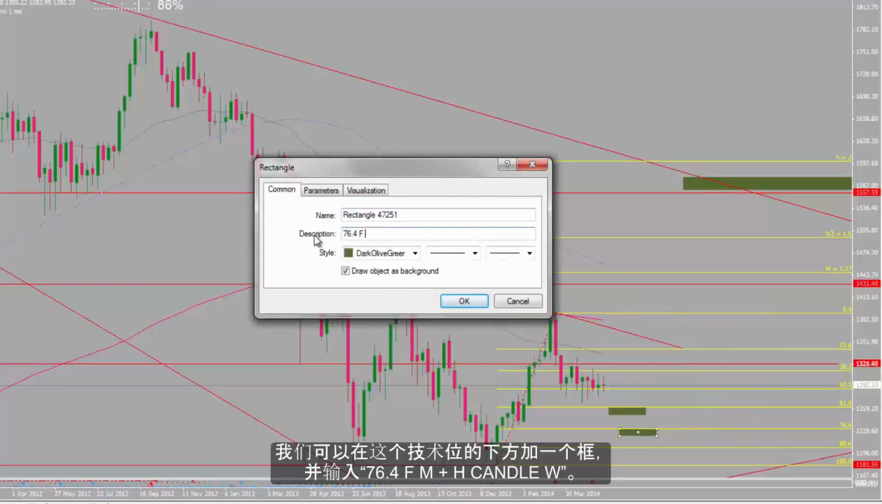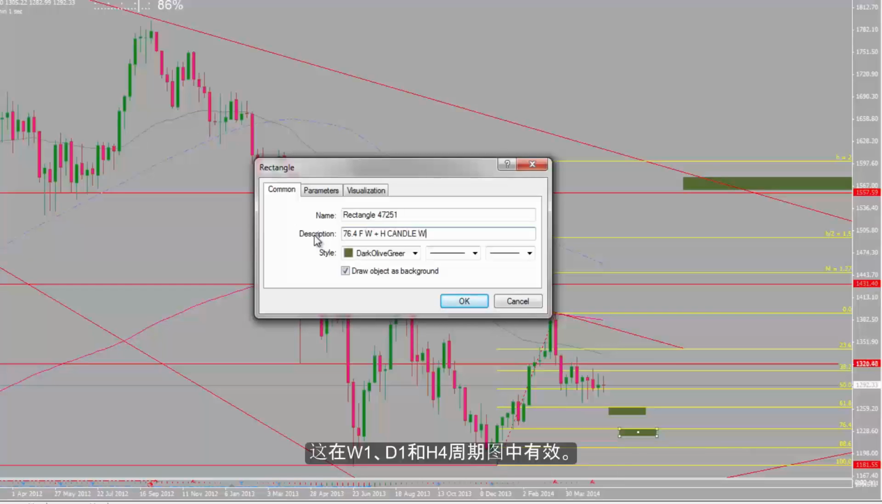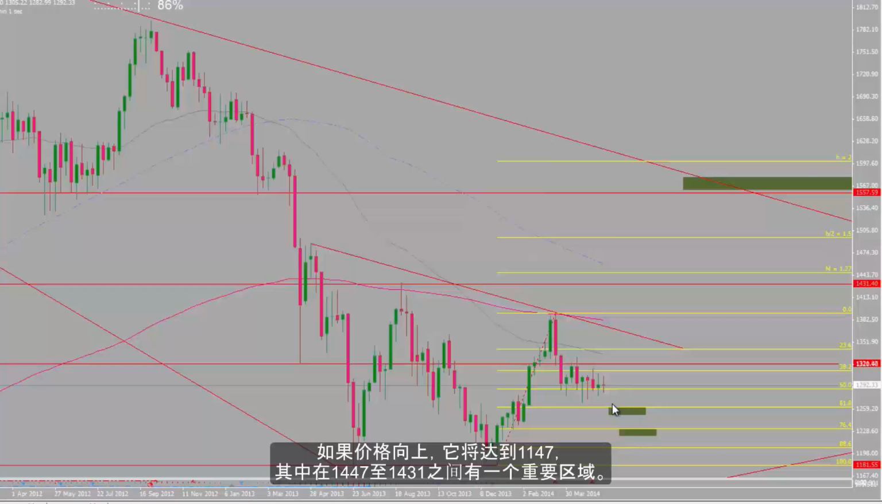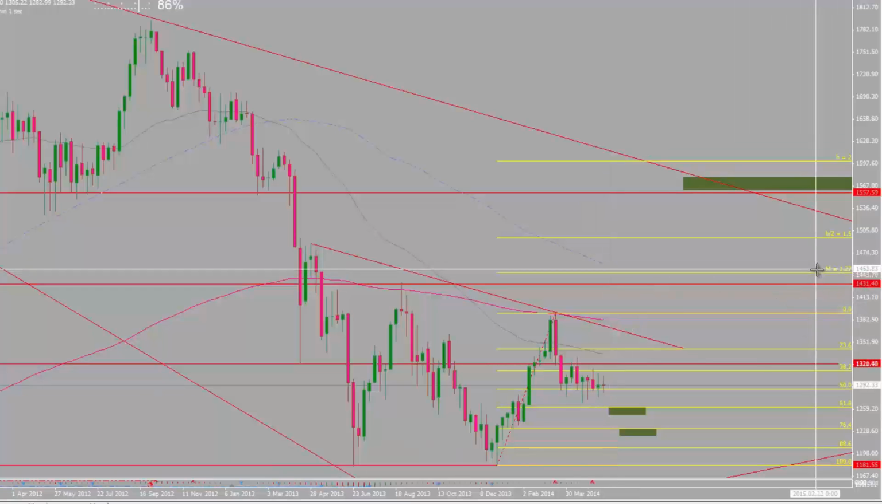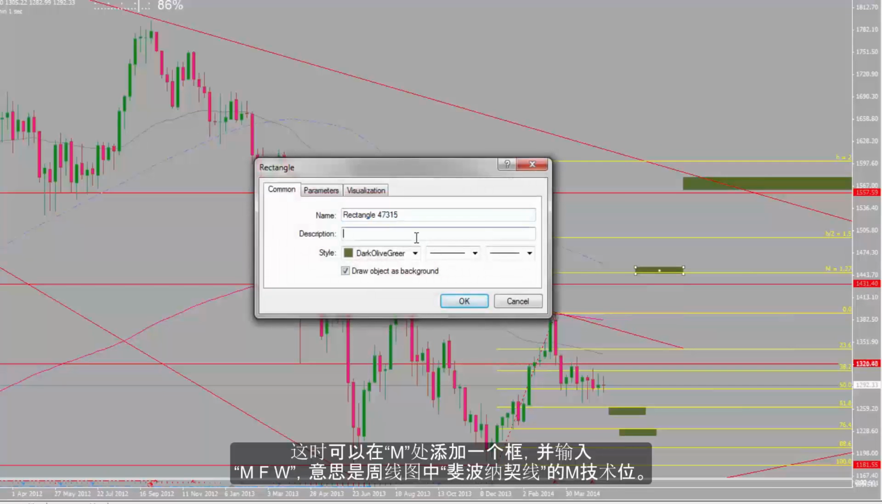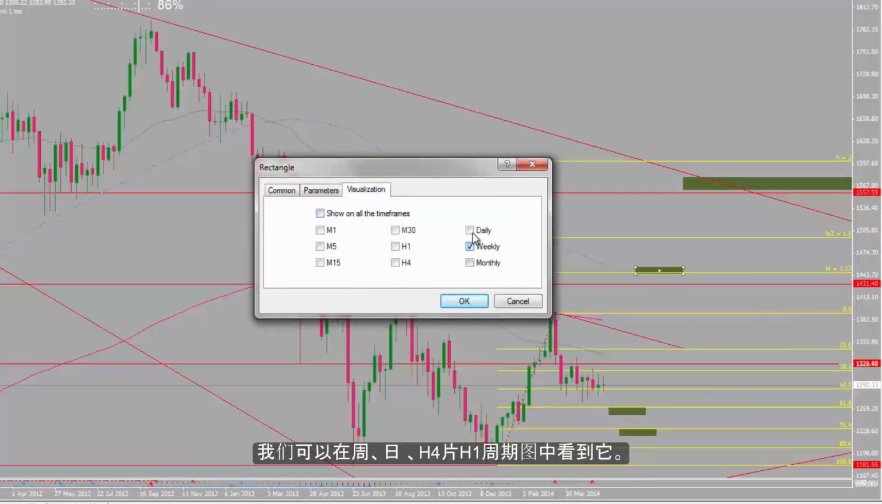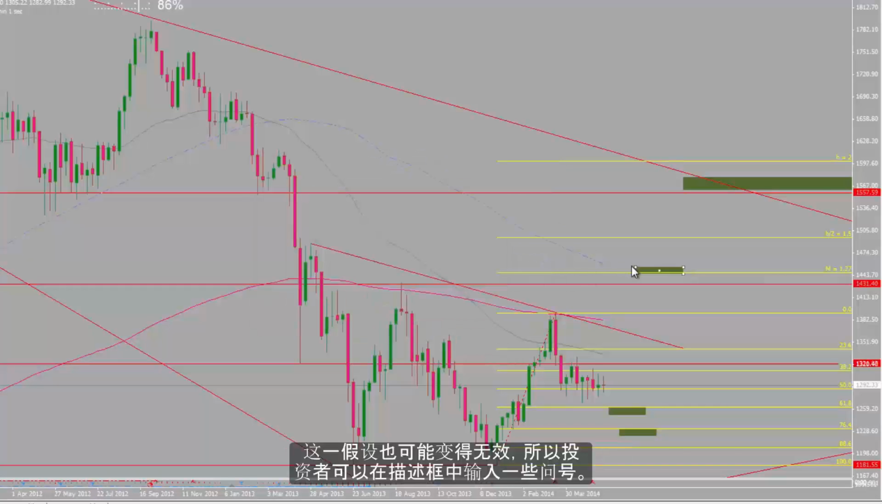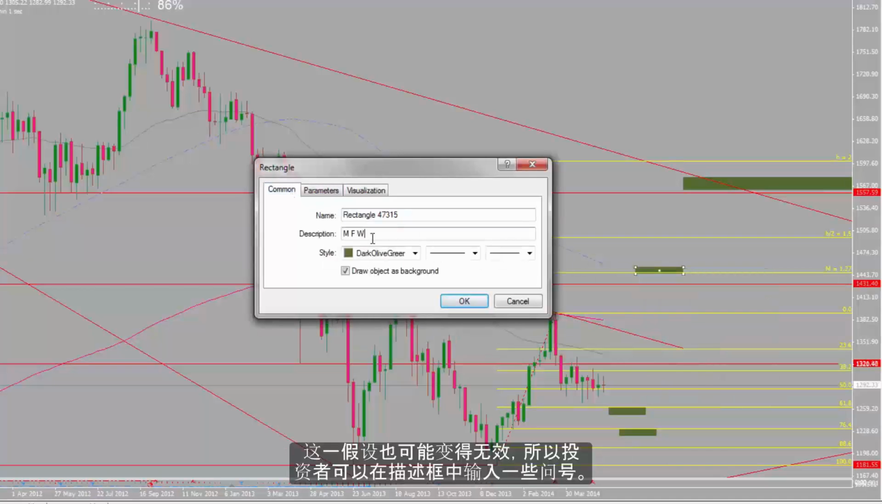A box under this level with description 76.4 FM plus H candle W, active on W1, D1 and H4. If the price goes upward, it will reach 1447, in which there is a significant region between 1447 and 1431. A box can be placed on M, so its description can be MFW, which means level M of Fibonacci flag in a weekly time frame. It can be visible on weekly, daily, H4 and H1 timeframes. This presumption can become invalid, so a trader can enter some question marks to its description field.